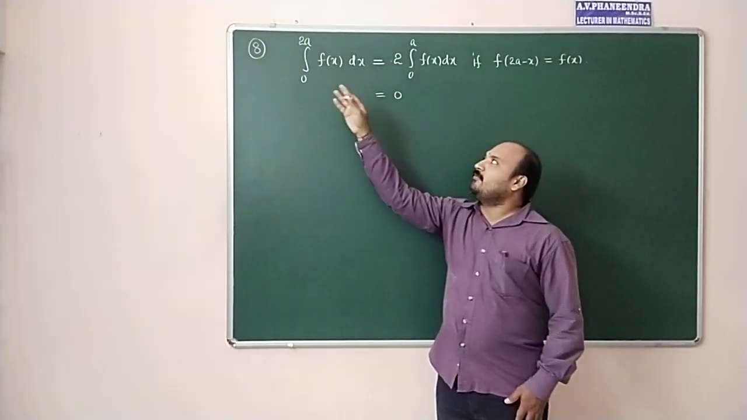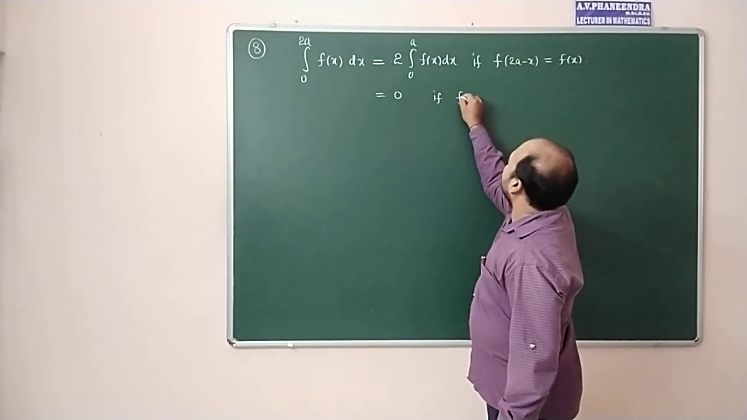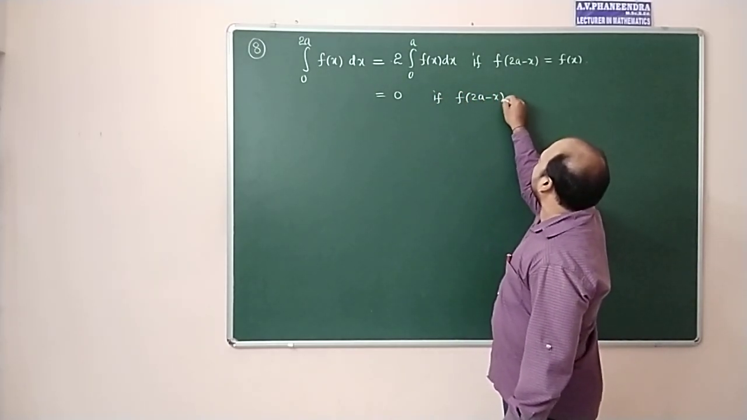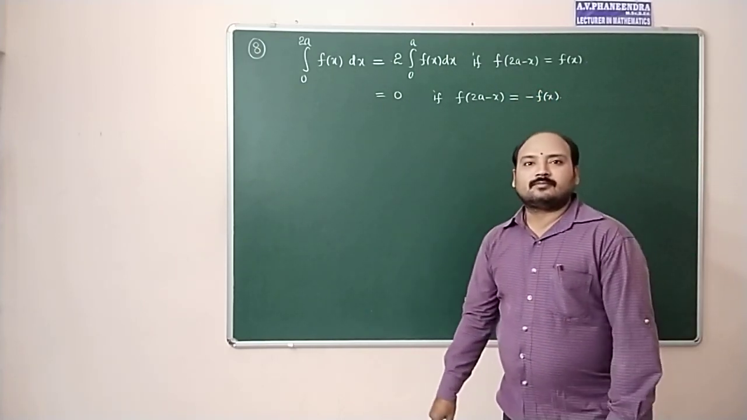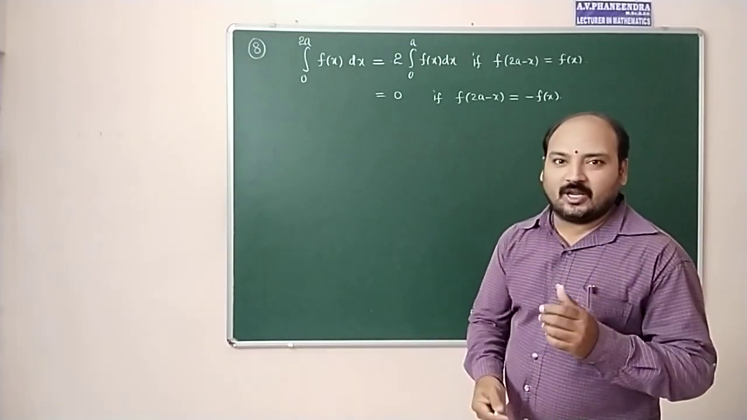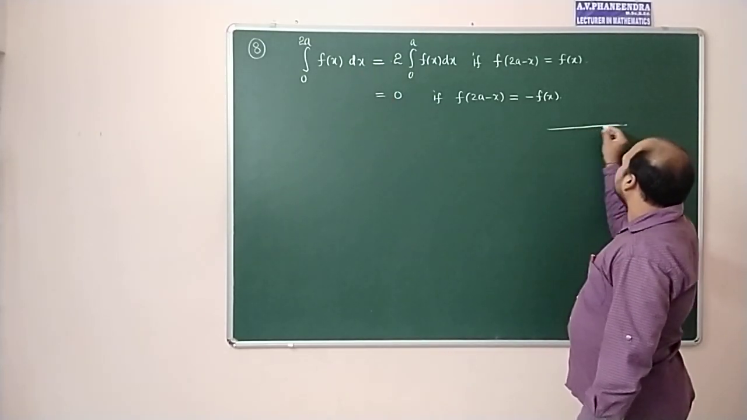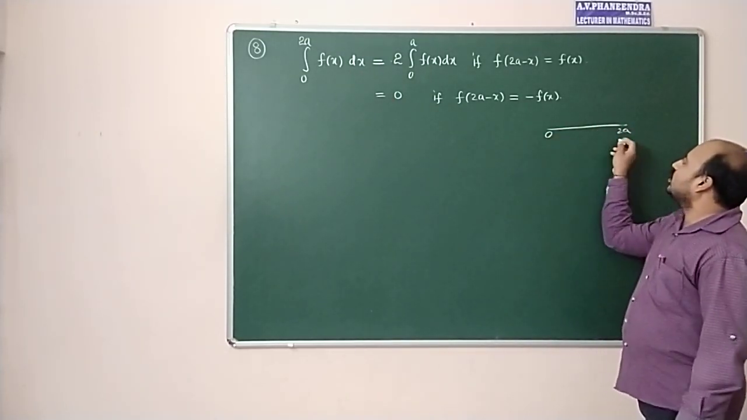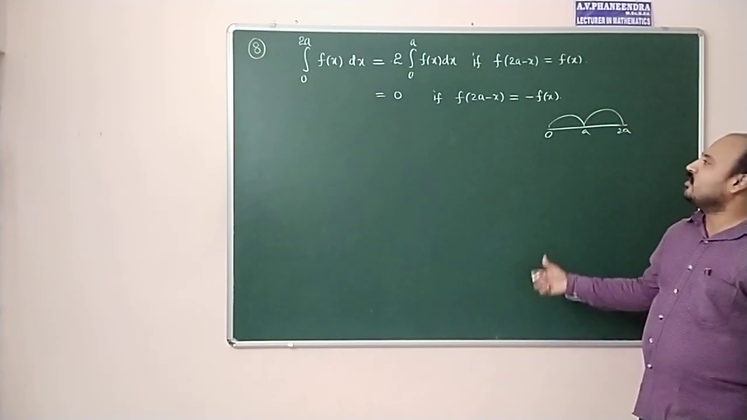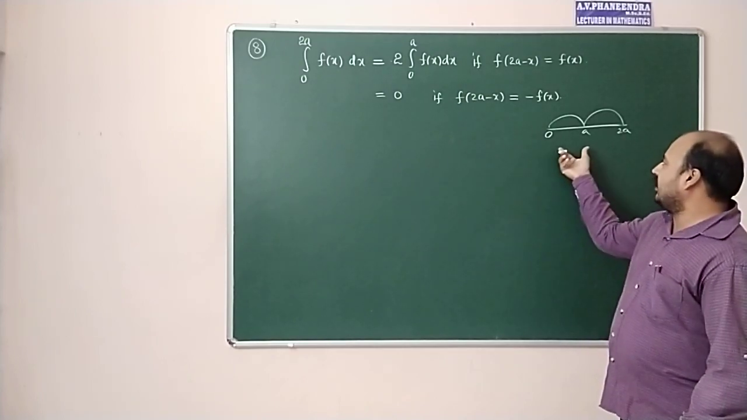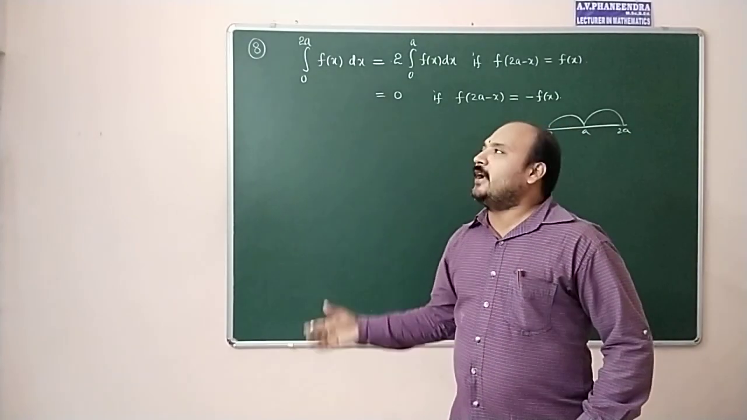Integral 0 to 2a f of x dx equals 0 if f of 2a minus x is equal to minus f of x. Like the previous property which I proved, similarly, 0 to 2a you can split like this. In between 0 to 2a, a will be there, no? From 0 to a one integral and a to 2a another integral. Then take 2a minus x equal to t, and further steps you can proceed and get the proof.